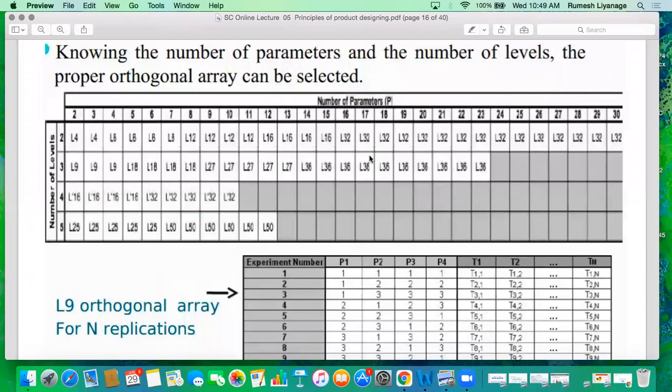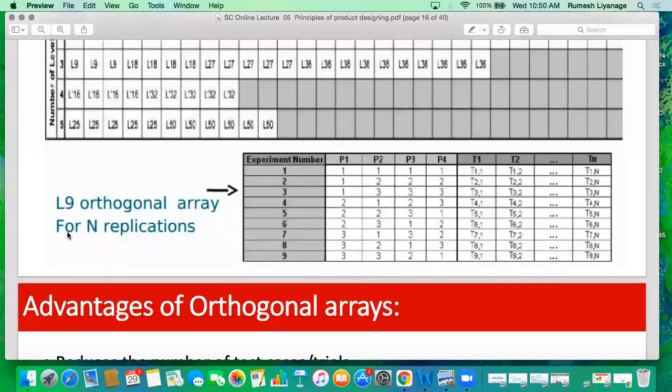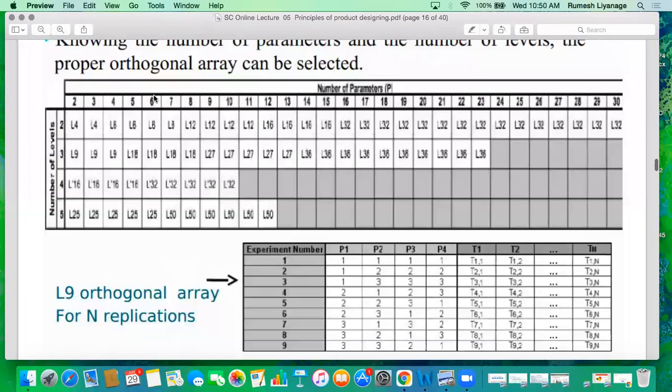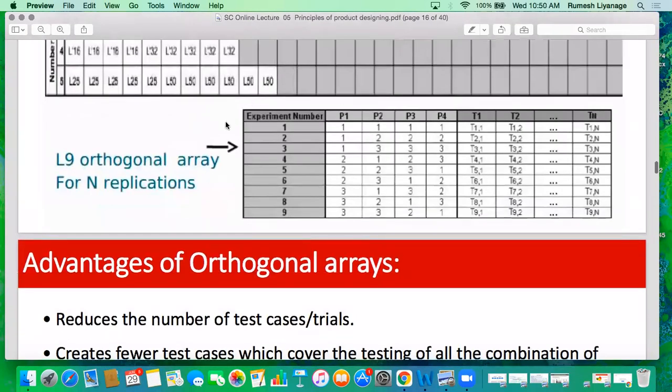That is the method. If there are 9 factors, 9 raw materials, and we are going to check them at 2 levels, the design name is the L12 design. Right? There is another table again, and one example here, the L9 orthogonal design.